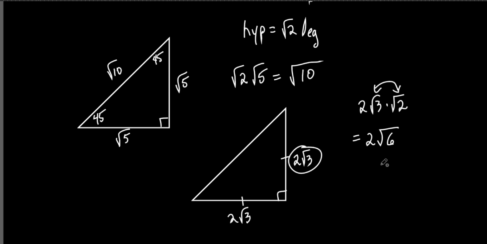Yeah, I think everybody can do that. I don't think anybody has a problem with that. So what does that mean? Why did I do that? Why did I multiply that by the square root of 2? Because that's how you find the hypotenuse. Exactly right. So what's the hypotenuse then? 2 square root of 6.